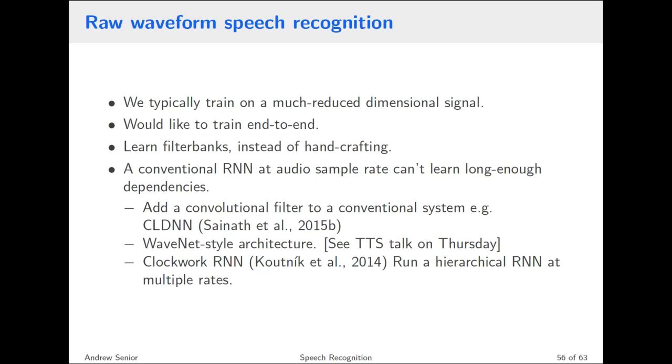Another possibility is something like the clockwork RNN, which was basically running a hierarchical RNN where you have one RNN running at sample frequency, but then you successively downsample in time. So you have a higher level RNN that runs at half that rate, and another one running at half that rate, and another one at half that rate. Eventually, the top level RNN is processing at a more manageable frequency and can learn longer range dependencies. The original clockwork RNN paper was applied just to memorizing signals, but you could conceive of applying it to speech recognition.